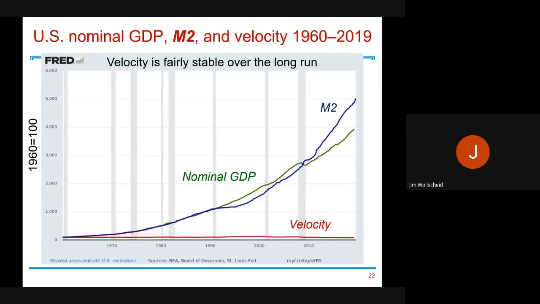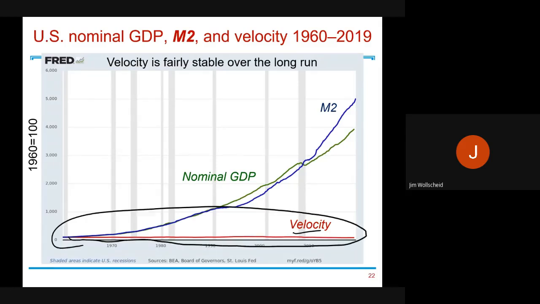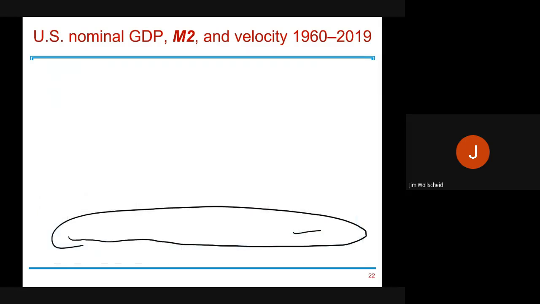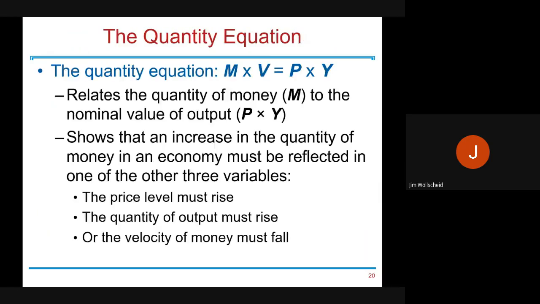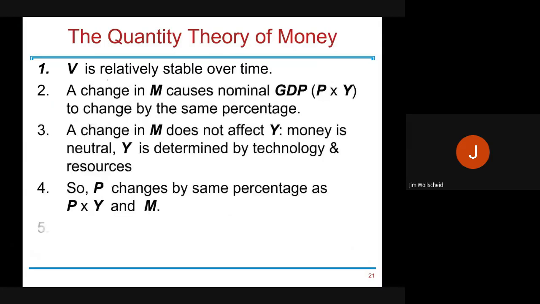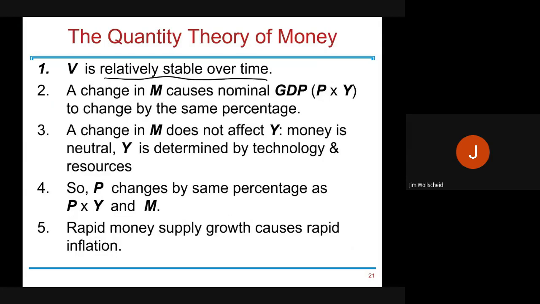So if we look at this graph and we look at velocity, what we notice about velocity is that it is relatively constant. Velocity has been relatively constant over time. It doesn't change a whole lot. And because velocity doesn't change a whole lot, that means we would consider it a constant.